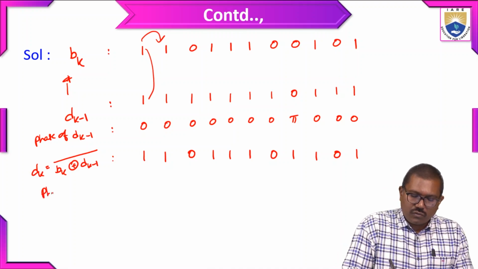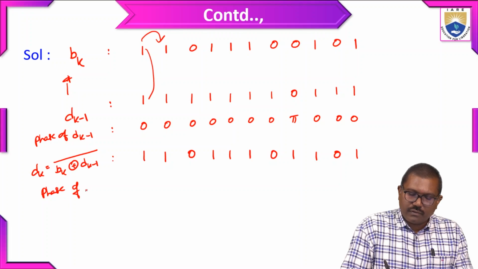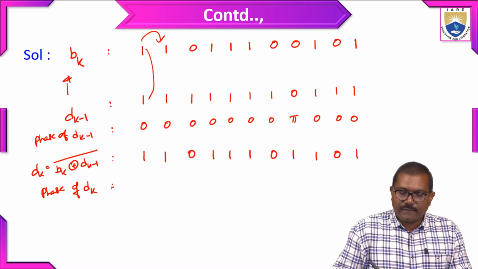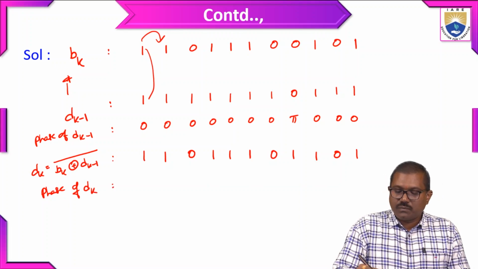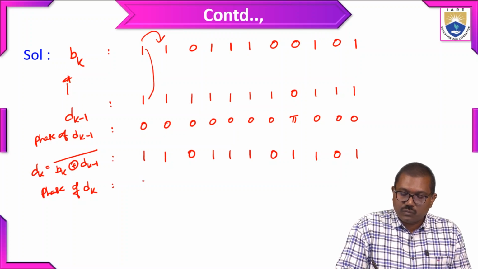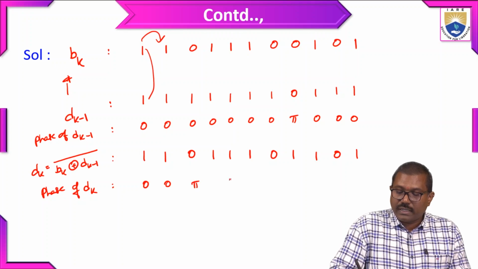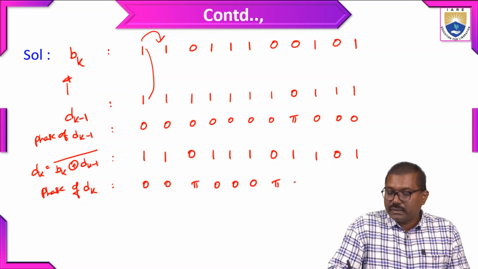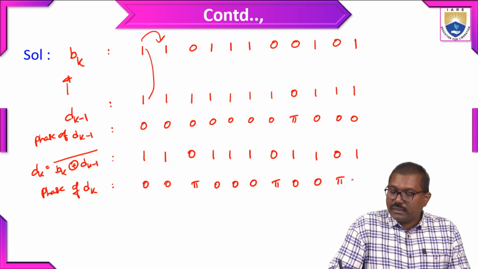Now the phase of d(k): the same mapping, 0 for 1 and pi for 0. So the phases are 0, 0, pi, 0, 0, 0, pi, 0, 0, pi, 0.